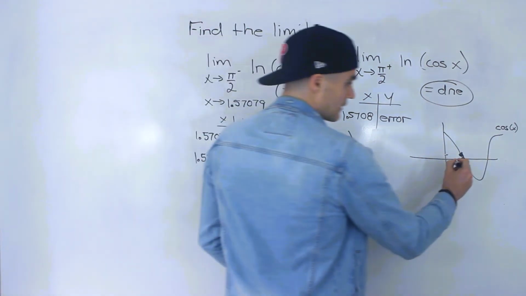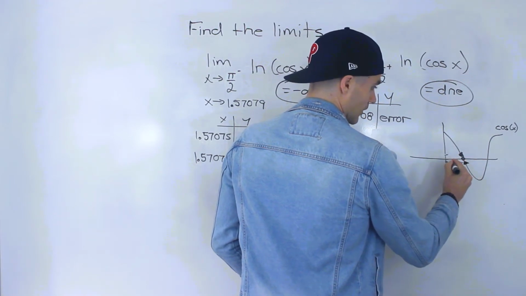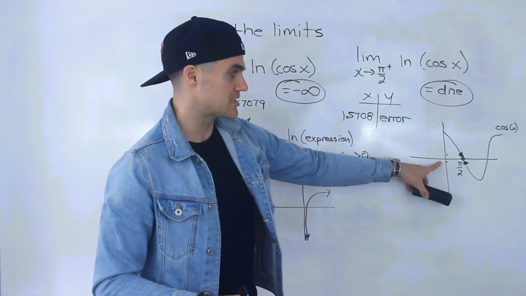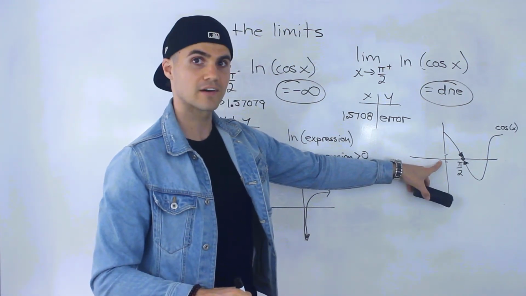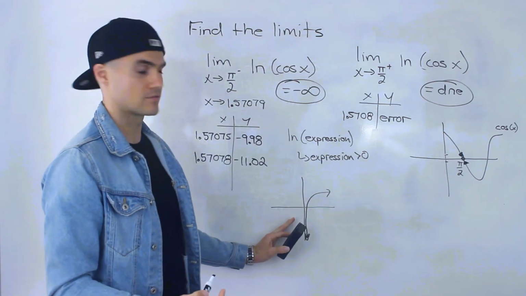But notice that if we approach pi over 2 from the right side, those y values are going to be close to 0, but they're going to be negative. And you can't be lnning a negative number.